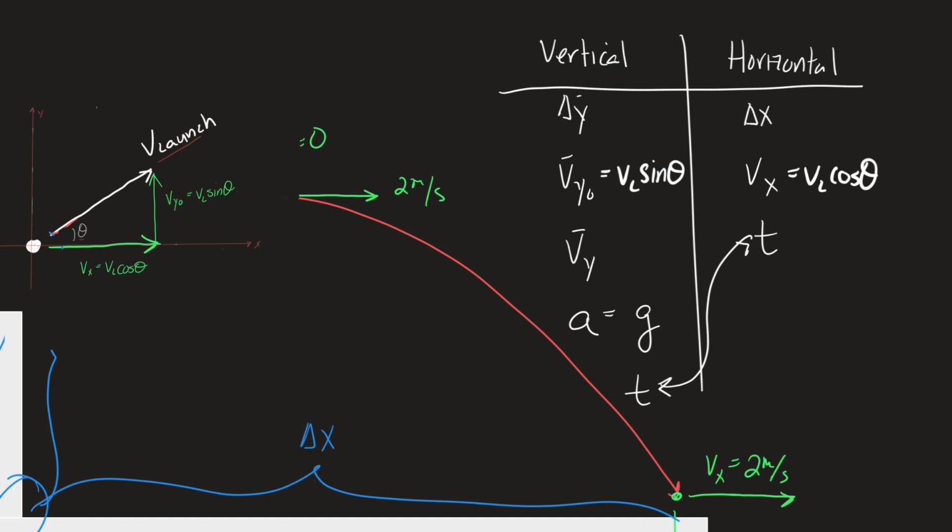Be aware, launch angles can be positive or negative. You can have a declination or a launch angle that's negative. So be mindful of that when it comes to sine, because sine is positive in the first quadrant and negative in the fourth quadrant. That would be a negative launch angle.